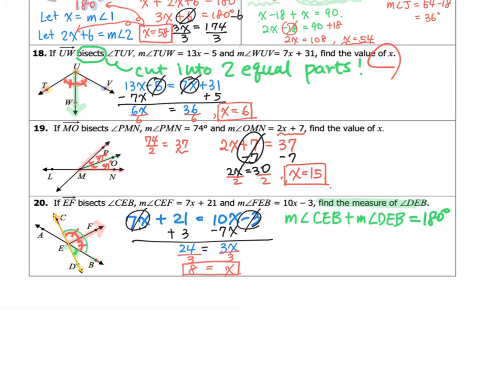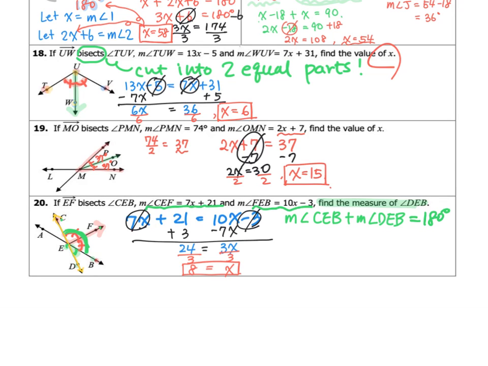Then how can we know the measure of angle CEB right here? How do we know that angle? We already found each side of the bisected angles, right? So we can find just one and multiply by 2. So what does that mean? Let's find either the measure of angle CEF or FEB. They are equal to each other, so we just need to find one, okay?